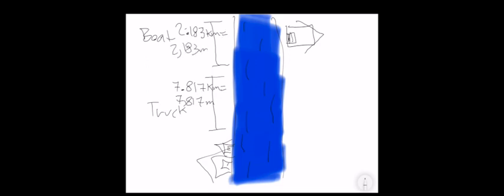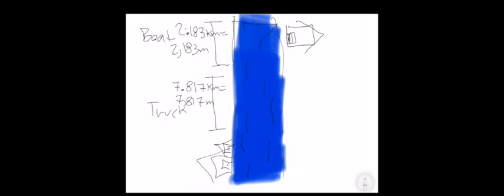So now we have the truck travels 7.817 kilometers, which equals 7,817 meters, because 1,000 meters are in a kilometer. And now the boat travels not the distance it actually travels by the hypotenuse, but 2.183 kilometers, which equals 2,183 meters.